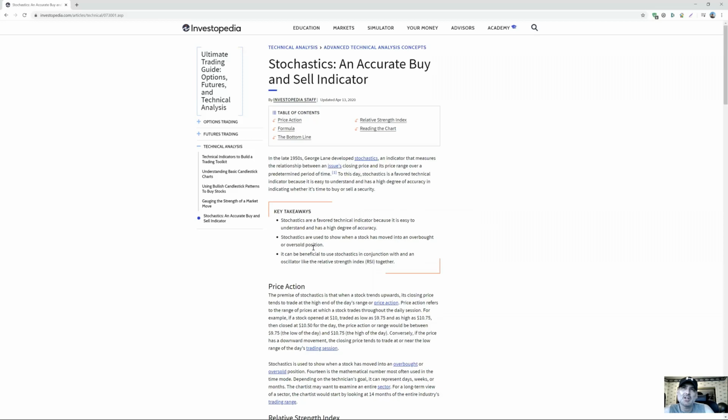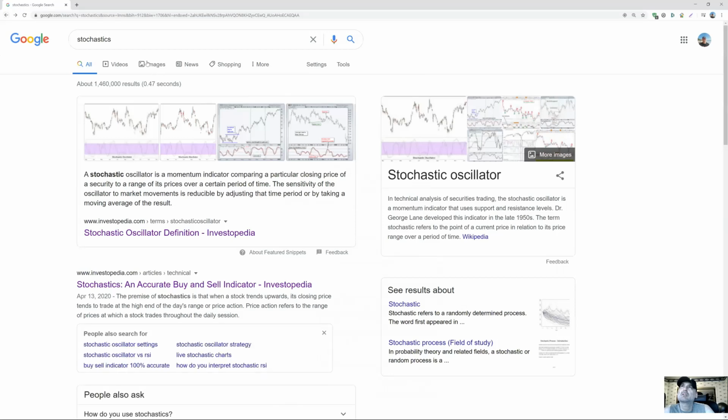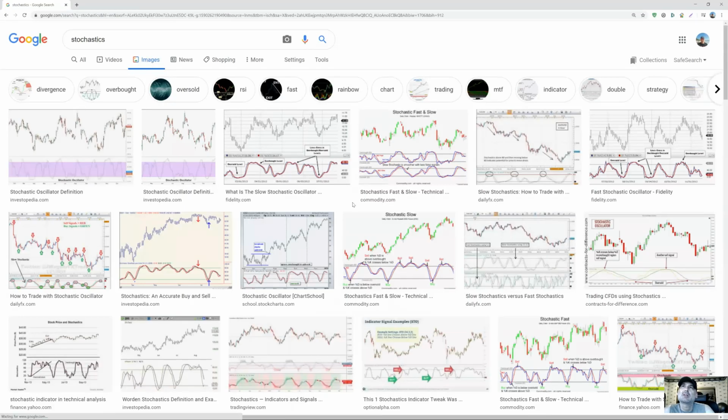Key takeaways: stochastics are used to show when a stock has moved into an overbought or oversold position. It can be beneficial to use stochastics in conjunction with an oscillator like the relative strength index, RSI. Let's take a look at some charts here, some images on RSI.